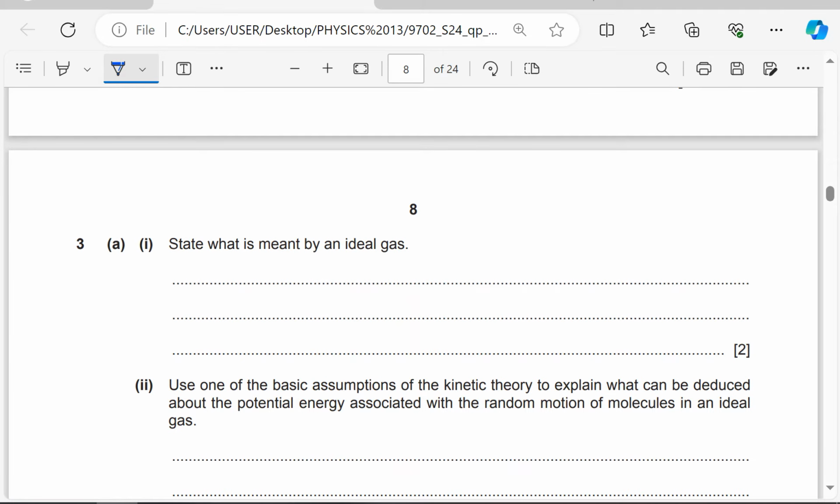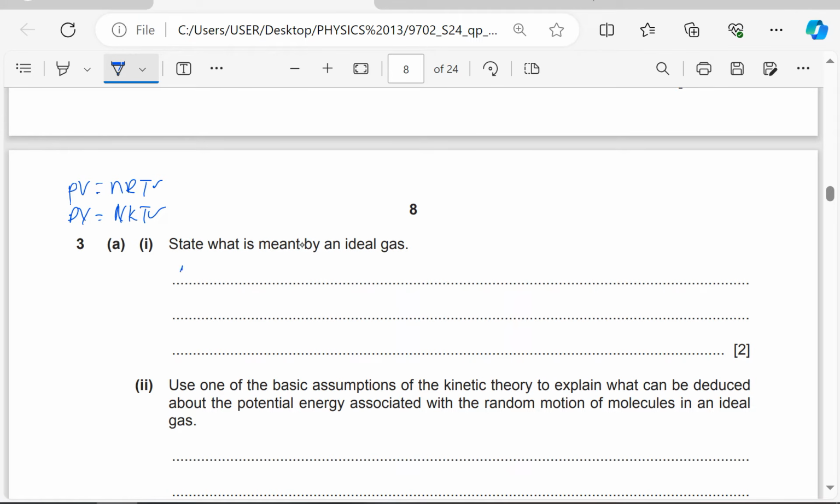Question 3, state what is meant by an ideal gas. Of course, when someone talks about an ideal gas, you should think about PV equals nRT, or PV equals NkT, where n is number of moles, or capital N is number of molecules. So a gas which obeys either this equation or this equation is going to be called an ideal gas.